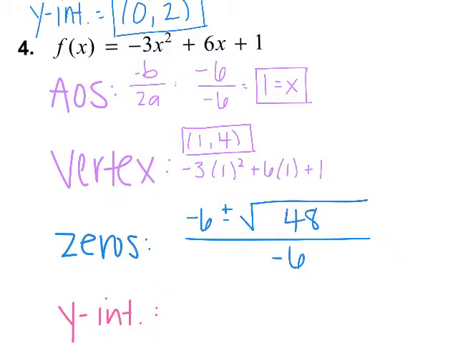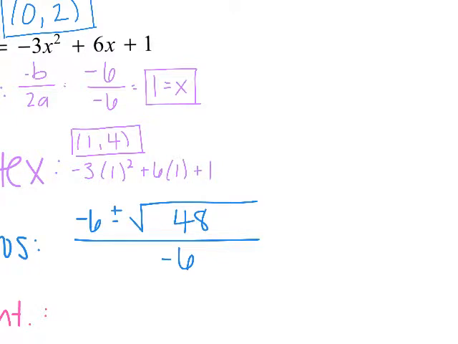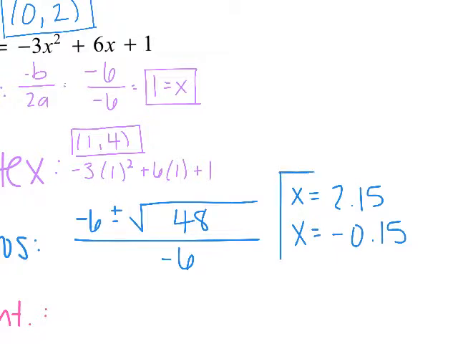All right, somebody who put it in their calculator, what did you get for your 2 zeros? What'd you get? 0.21? 0.29? Is that what everybody else got? No? Okay, what did other people get? 2.15? Okay, that's what I got. -0.15? Okay, that's what I got. Devin, did you have 48 under your radical? Okay, all right, cool. So 2.15 and then -0.15 should be our zeros.